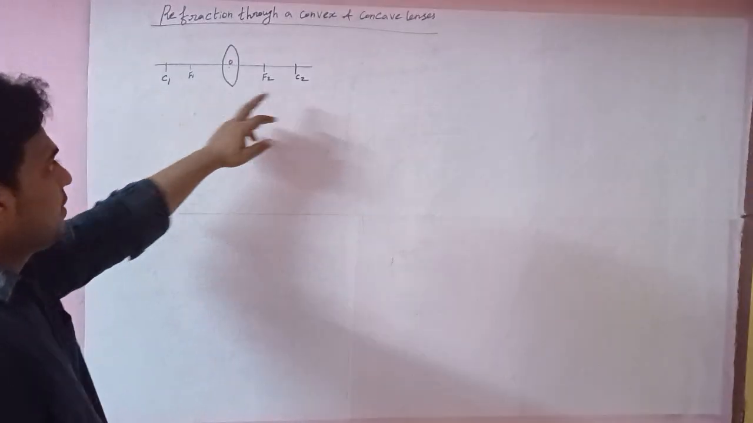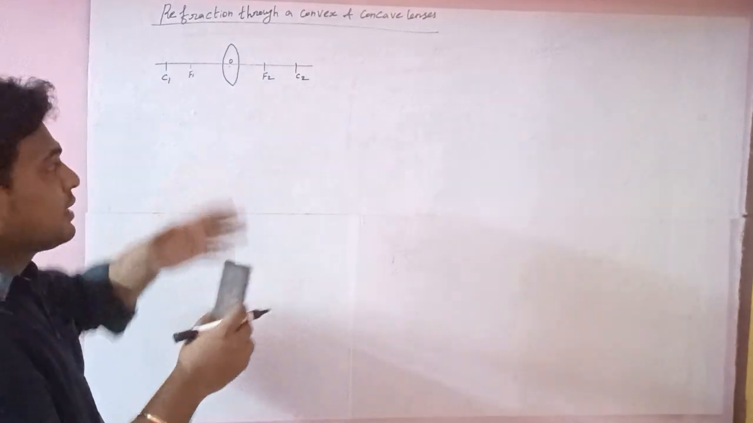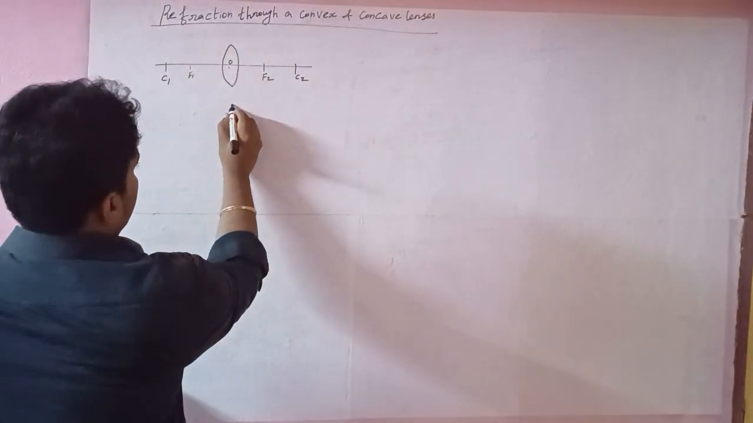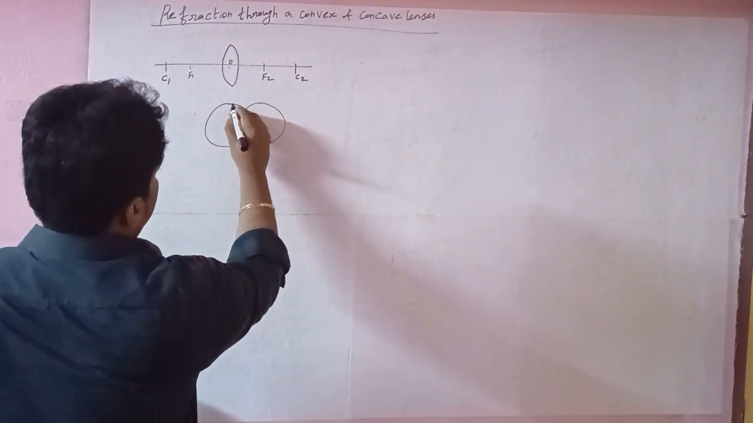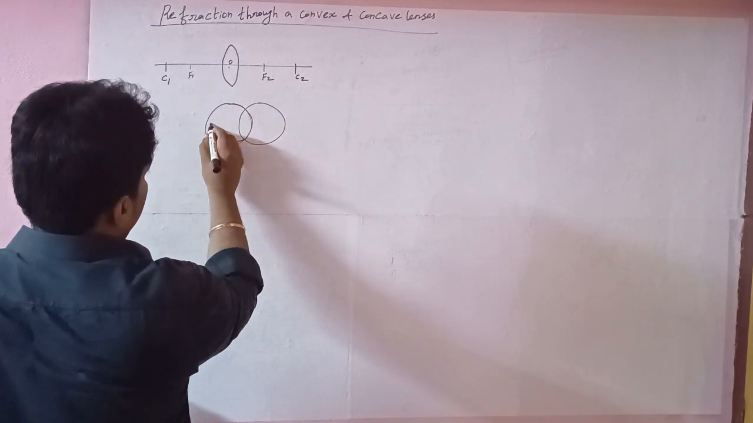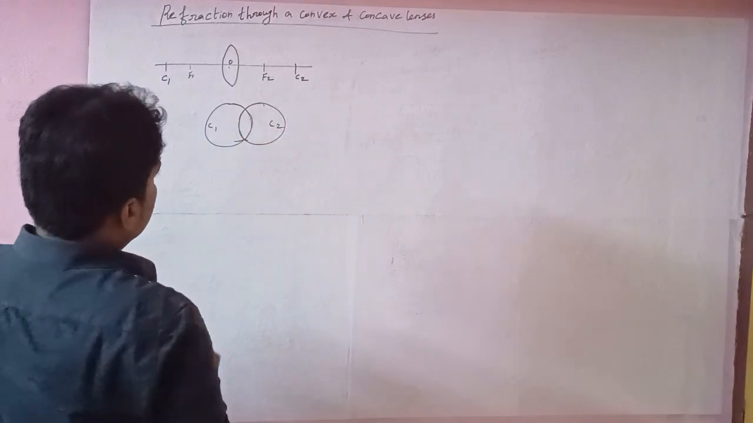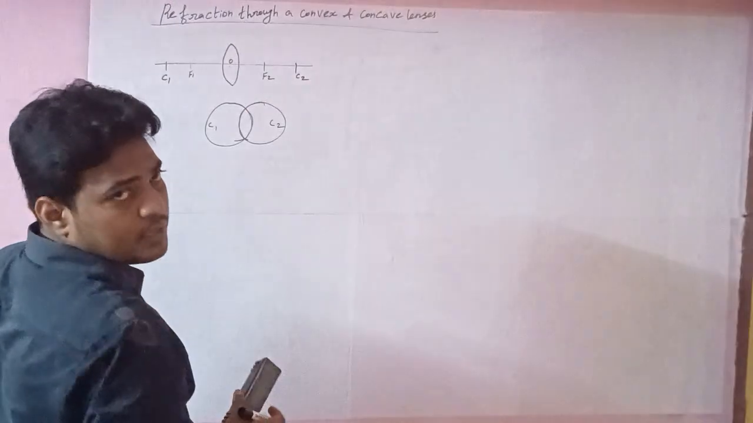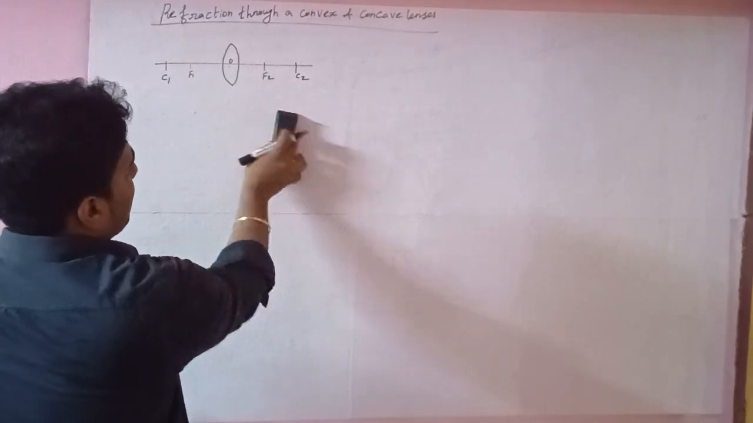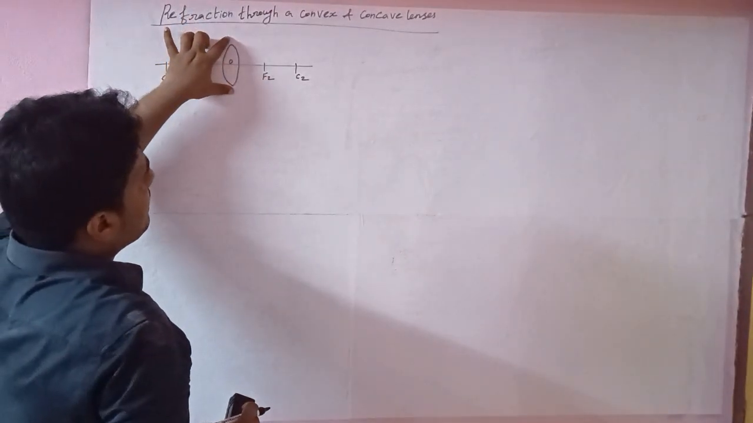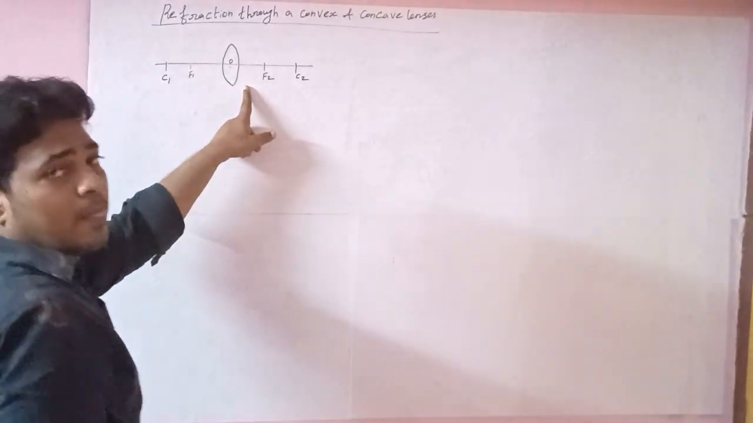What are C1 and C2? C1 and C2 are the centers of curvature. Considering the two spherical surfaces, the first surface is a sphere with center C1, and the second is a sphere with center C2. That is why you have to mention C1 and C2. Next, the height of the lens is called the aperture.